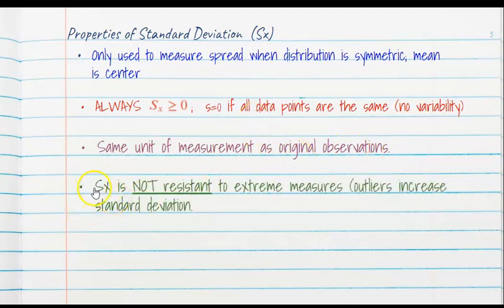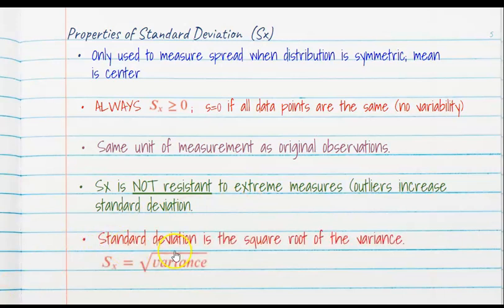Now, standard deviation, notice the symbol, is not resistant to extreme measures. Outliers increase that standard deviation. And then lastly, standard deviation is the square root of the variance. And this is what we talked about at the end of the last slide, but you do need to know that. The standard deviation is the square root of the variance.